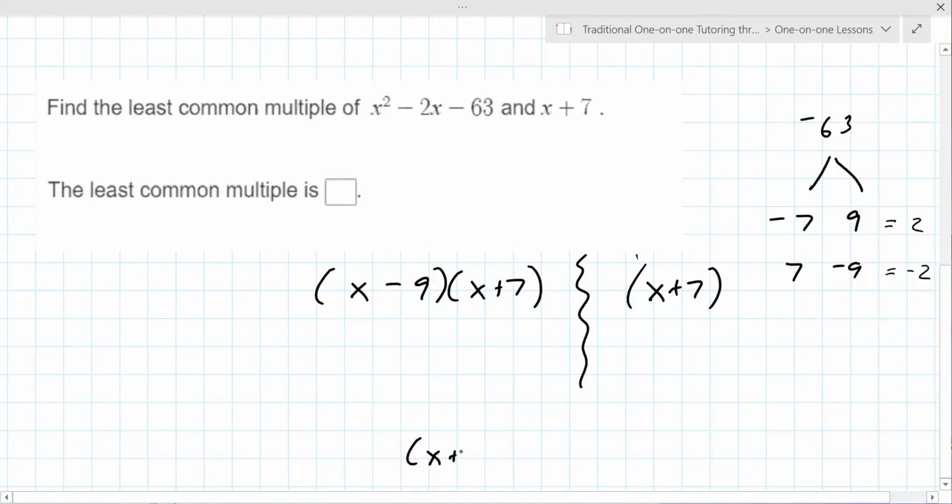The first thing you do is look for anything that's the same in both. You see that there's an x + 7 in both. And then you ask yourself, what is one missing, or what does one have that the other does not have? And you can see that this x - 9 is missing.